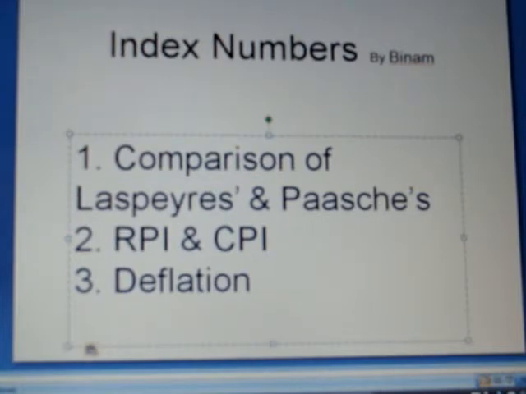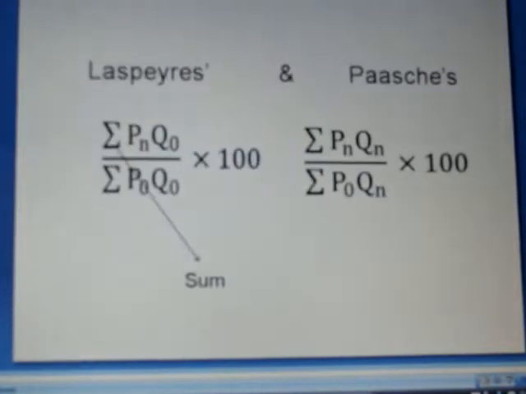Firstly, on the comparison between the Laspeyres and Paasche methods. Let us recall the formula of calculating Laspeyres and Paasche index. As we can see, in case of Laspeyres, we only require quantity of the base year. In addition, the denominator in case of Laspeyres is only calculated once.